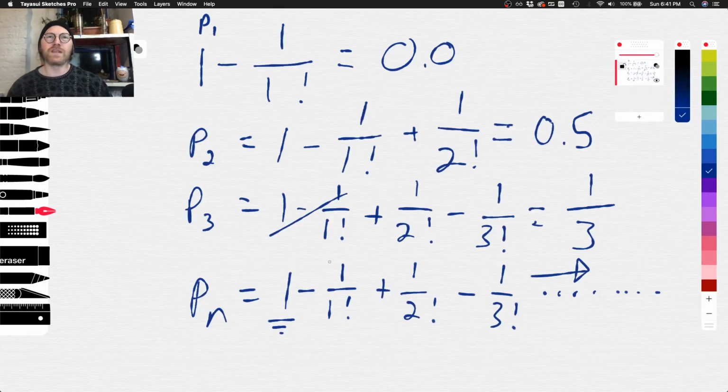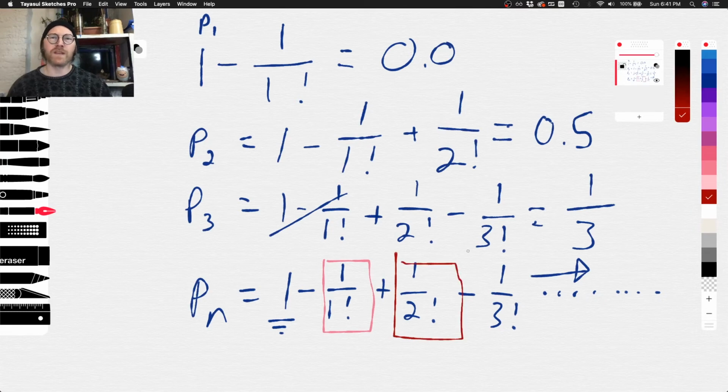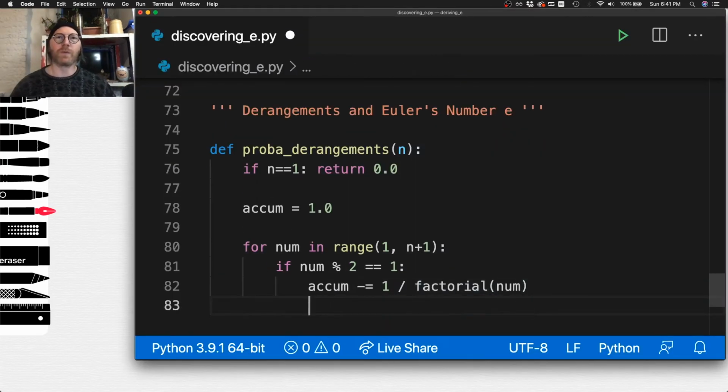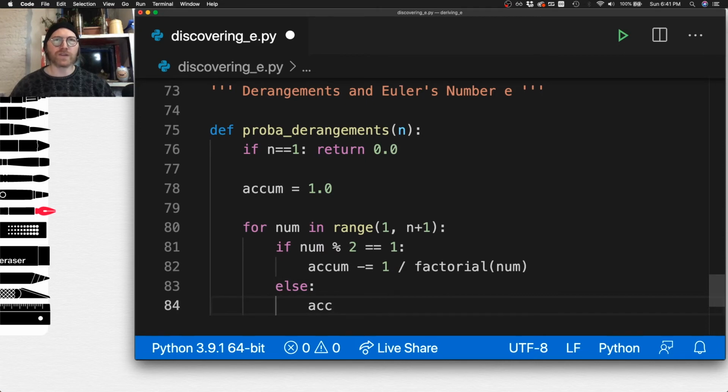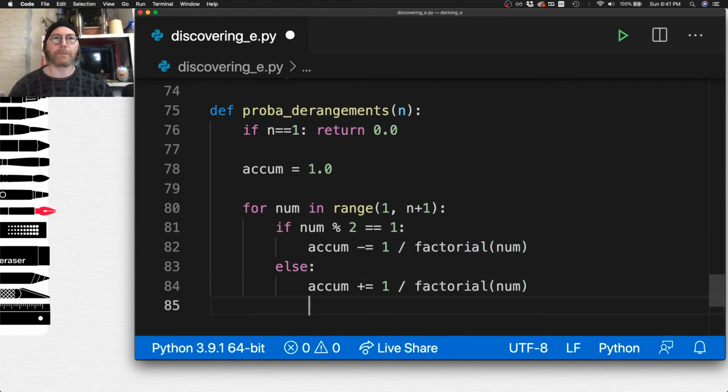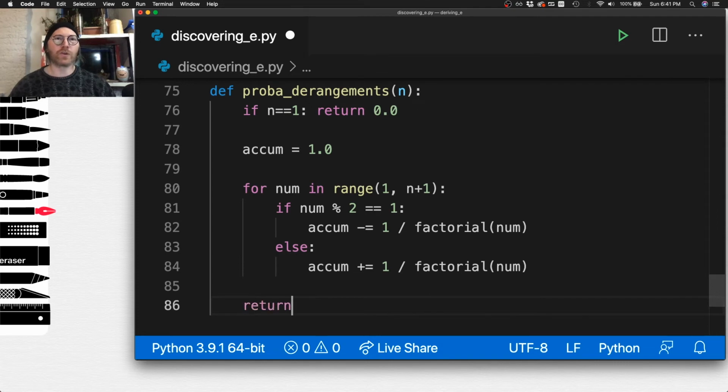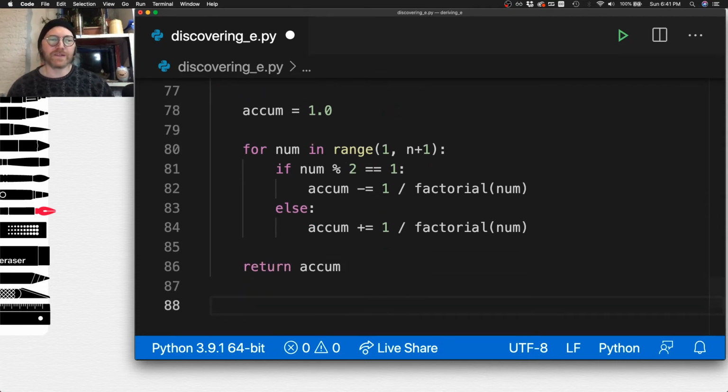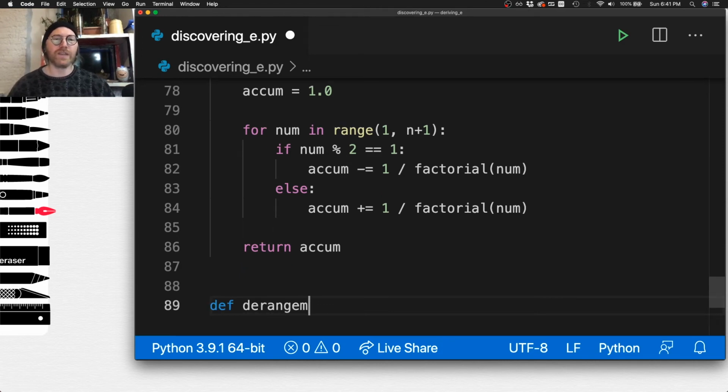And that's exactly what we're seeing here, right? This is odd, so we reduce by it. This is even, so we increase by it, right? So that's what we're seeing, and we can easily reflect that in code. So if num modulo 2 is 1, then we reduce by 1 over factorial of the number. Otherwise, we increase by 1 over the factorial of the number. Okay. And at the end of all that, we can return the accumulator. And that seems pretty good. Now, we've been writing dictionaries, and I'm not going to stop doing that right now. So I'm going to define another function called the derangements dictionary.